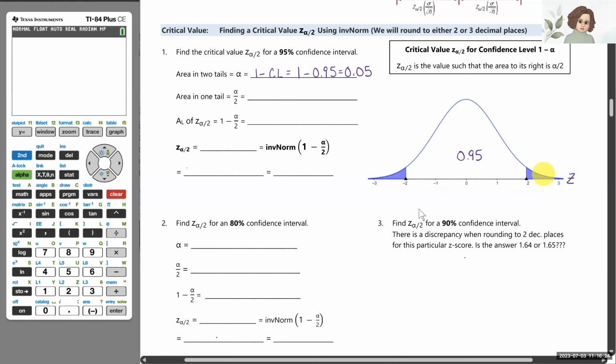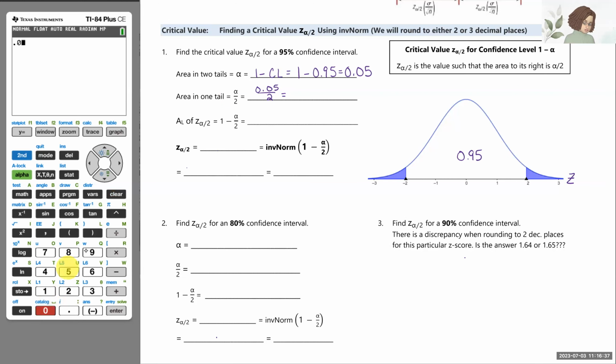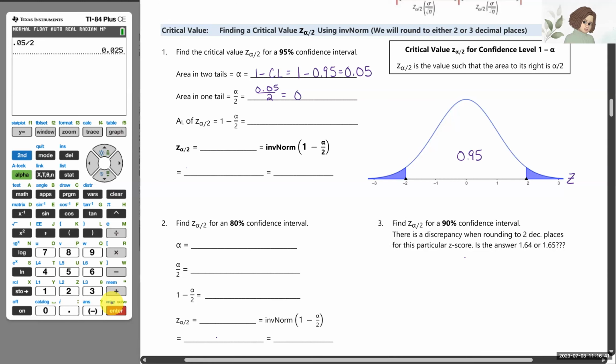Now I'd like to know how much area is in each tail separately, and the graph is symmetric, so for the area in just one tail, we take our alpha that we got and divide that by 2, so 0.05 divided by 2 is 0.025.